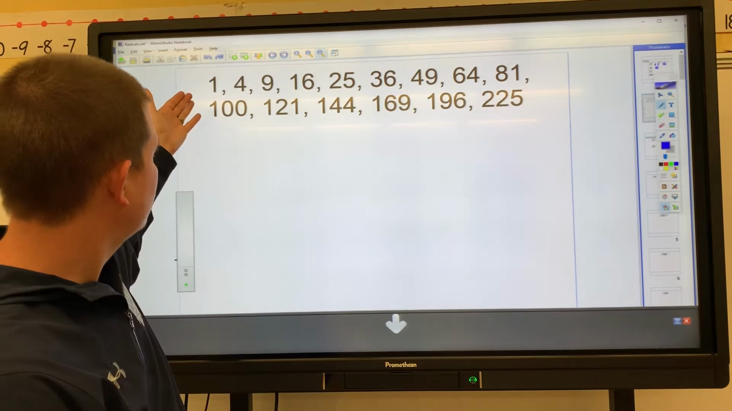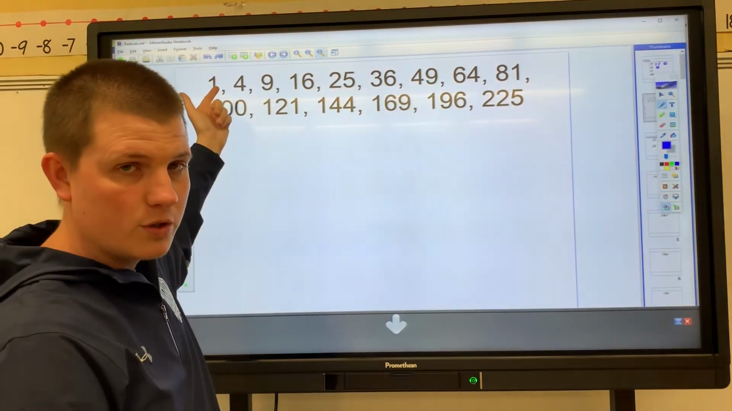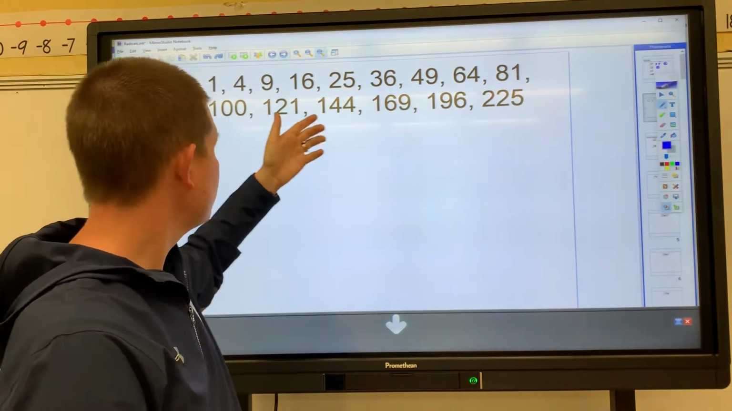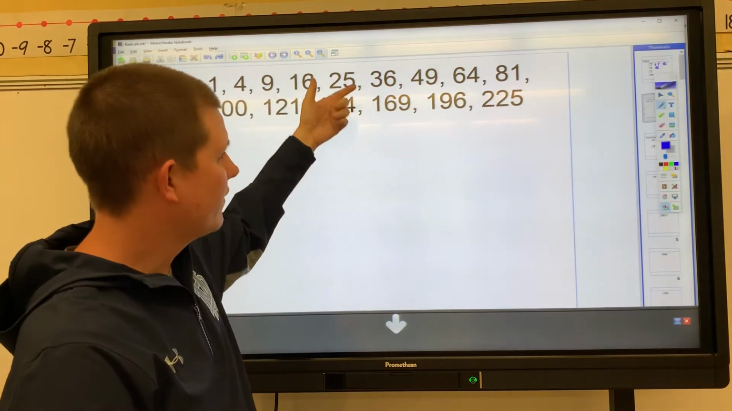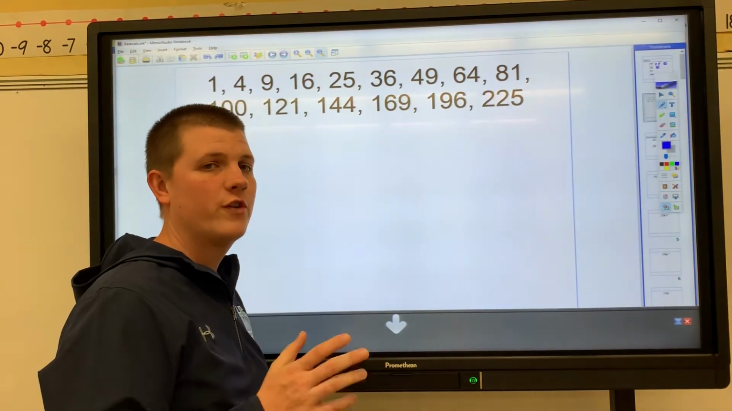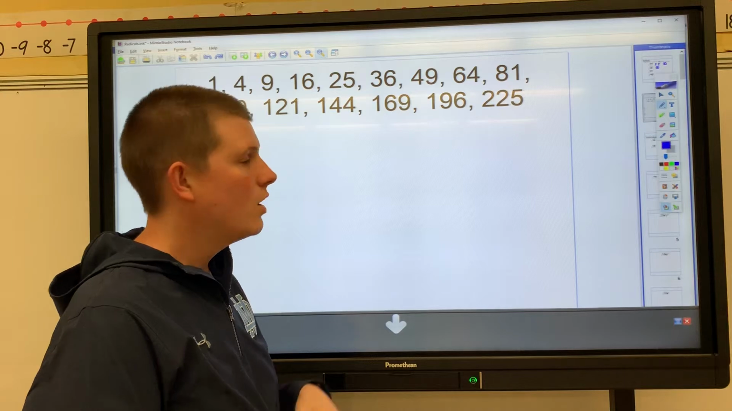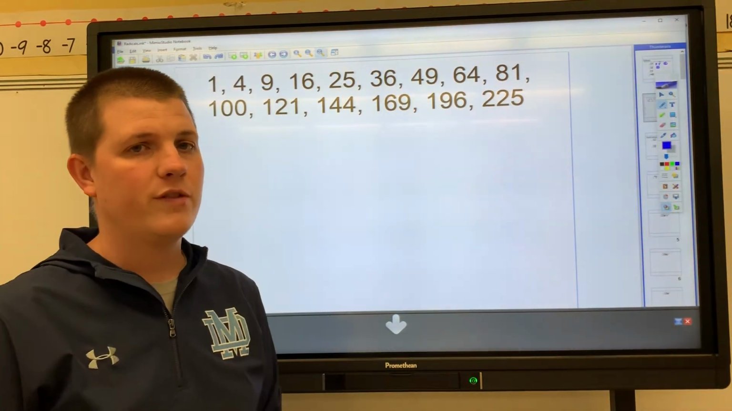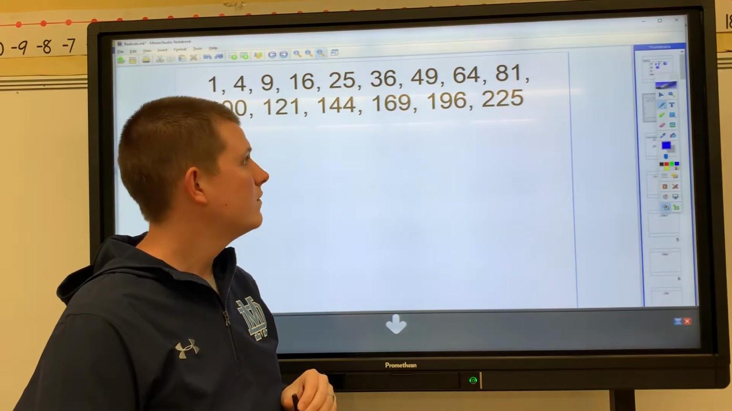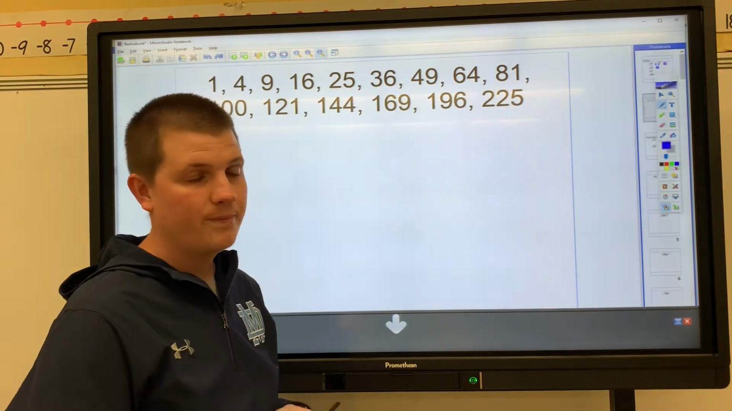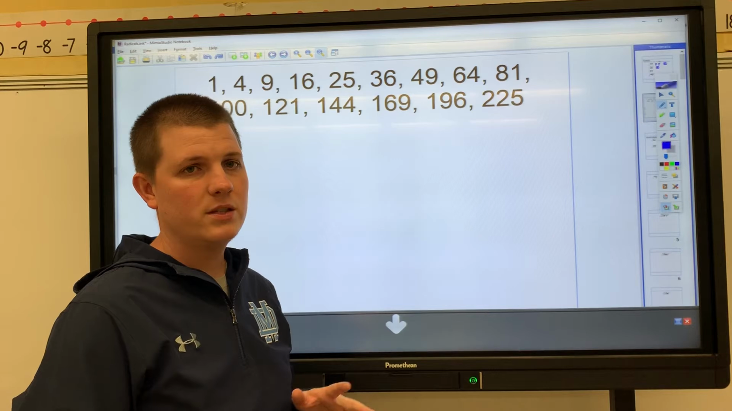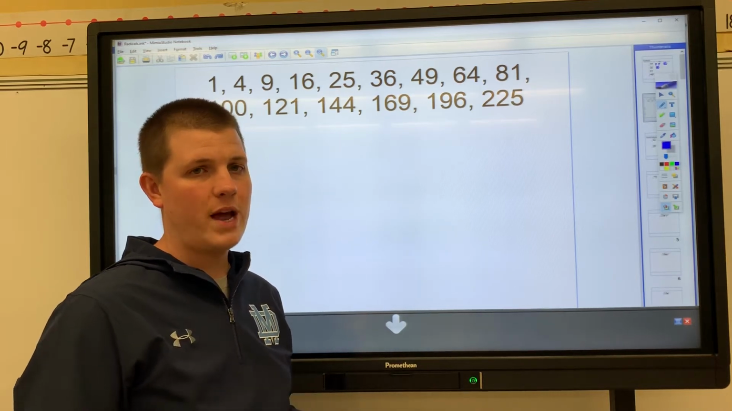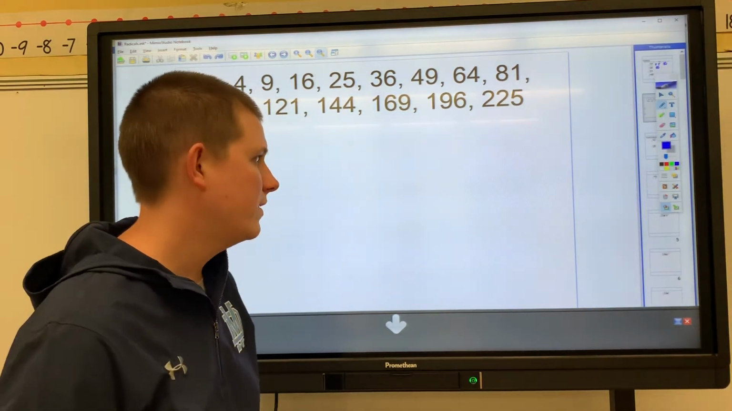So here are our perfect squares. We start with 1. 1's our smallest perfect square. 1 times 1 is 1. 4, 9, 16, 25. These are perfect squares. These are our first 15 perfect squares. Obviously, there's more if you keep going, but I think 15 is probably good enough for this class. So having this list in front of you is going to make simplifying these radicals much, much easier. So let's go into that now.